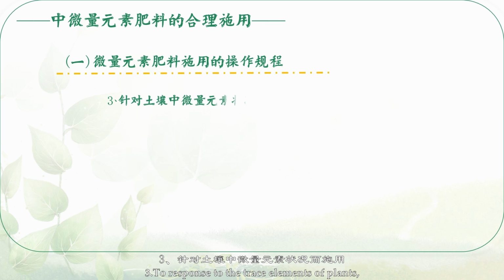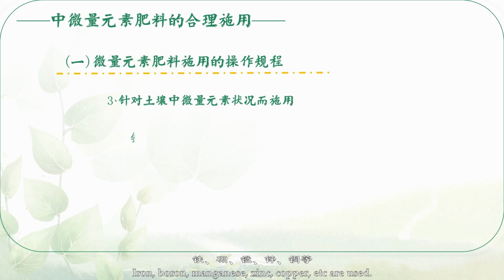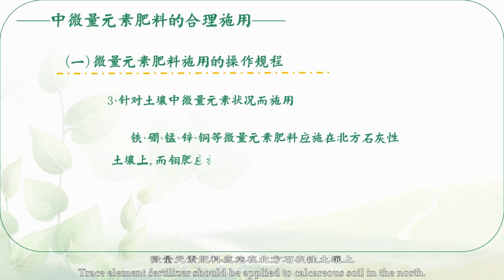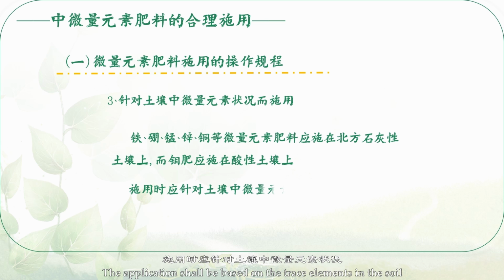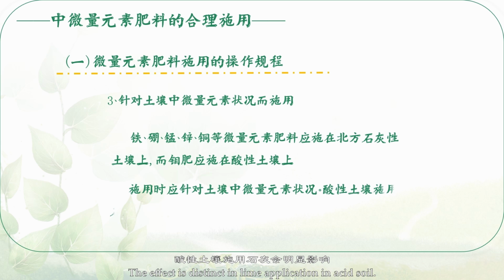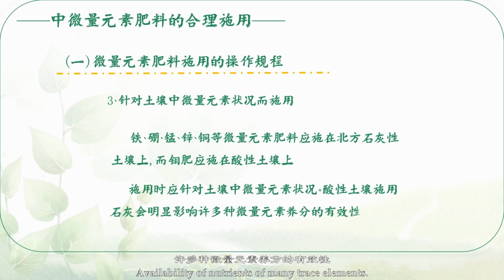3. To respond to the trace elements of plants, iron, boron, manganese, zinc, copper, etc. are used. Trace element fertilizer should be applied to calcareous soil in the north. Molybdenum fertilizer should be applied to acid soil. The application shall be based on the trace elements in the soil. The effect is distinct in lime application in acid soil. Availability of nutrients of many trace elements.